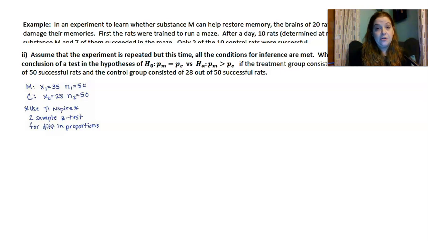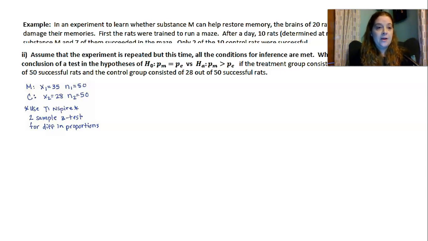According to this particular scenario, we've got 35 out of 50 of the mice who were treated with substance M, which sounds like something that you would give someone at the beginning of a superhero movie, right? Okay, substance M to improve their memory, and the other control group we had 28 out of 50 who were successful at that maze. So there are our observed counts and our observed totals.